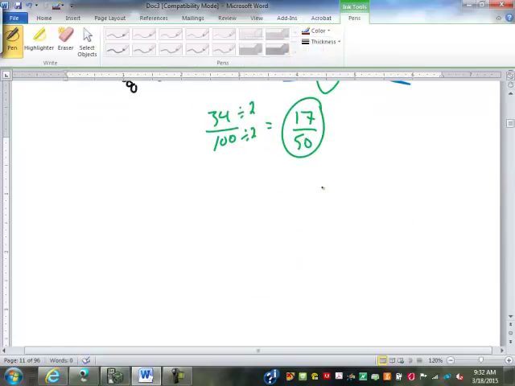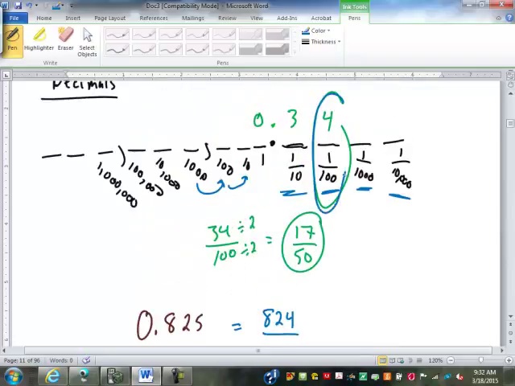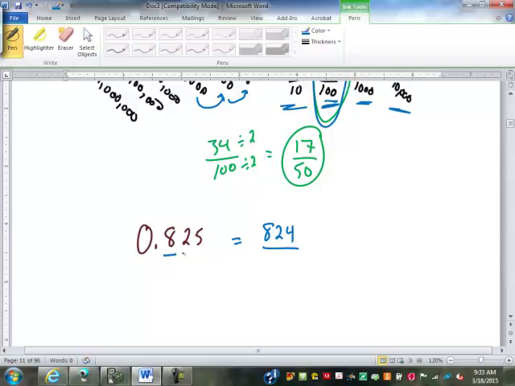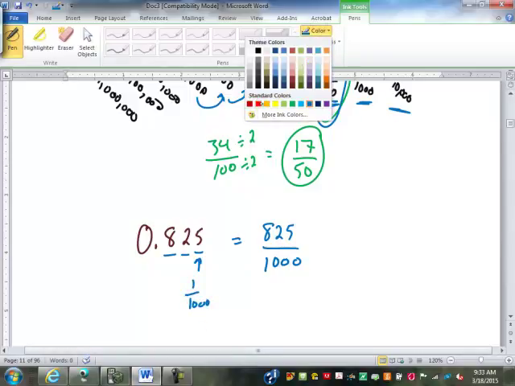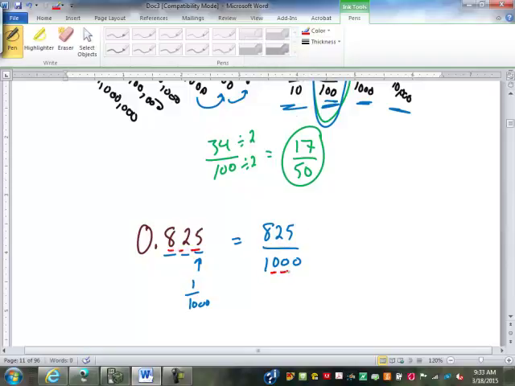So if we have 0.825, if I want to convert that into a fraction, it's going to become 825 over, the denominator is the place value where that last digit was. This is tenths, hundredths, thousandths, so it's 825 over 1,000, because it's the thousandths place. A little double check, by the way: 3 decimal places, there better be 3 zeros in that denominator.